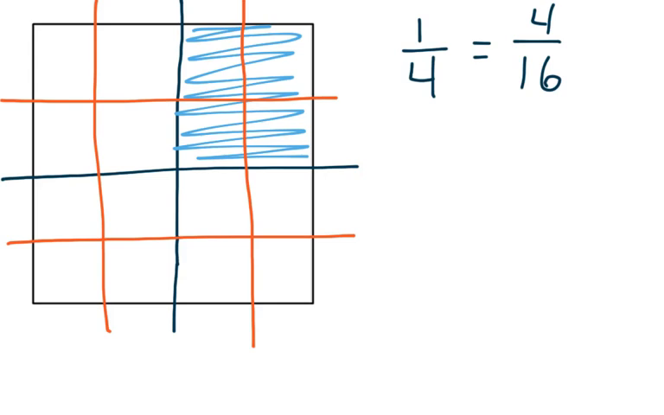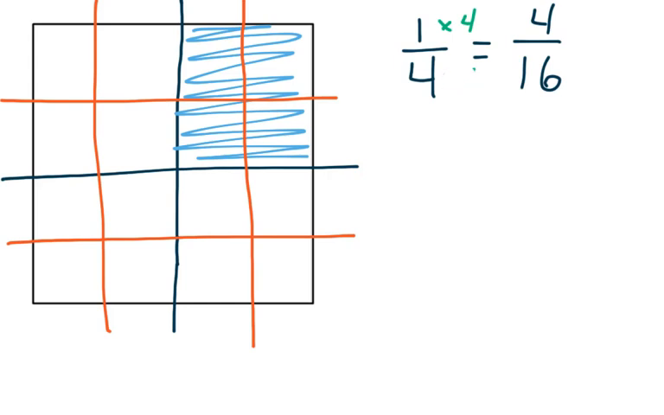How do I know that this 1/4 and this 4/16 are equal to the same amount? Well, I can look at what I have here. I haven't changed the part that's shaded. All I've changed is how many pieces my whole is split into. How would I go from 1/4 to 4/16? Well, I could multiply my numerator times 4, and I can multiply my denominator times 4.